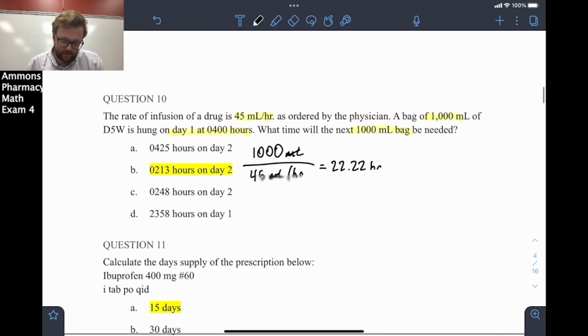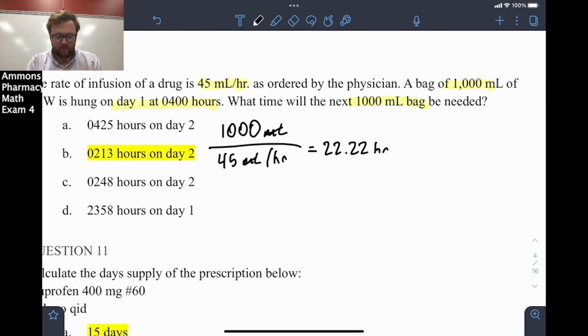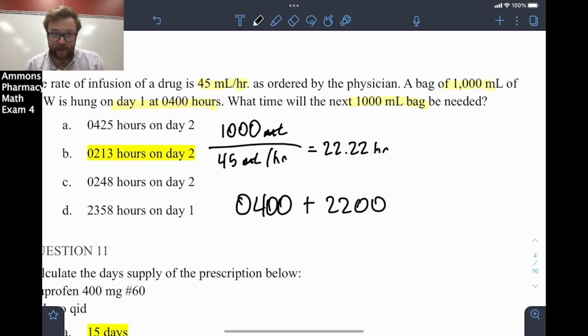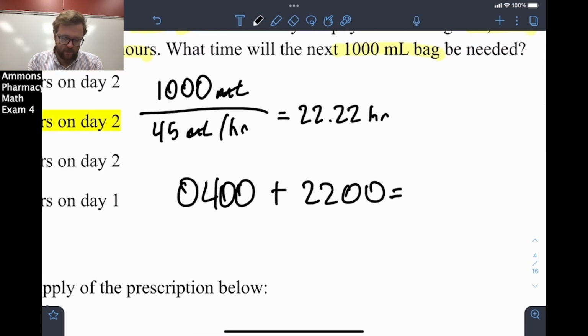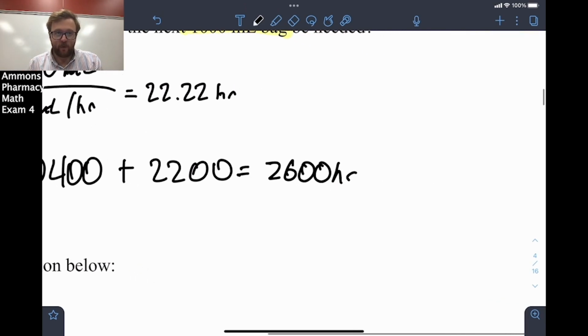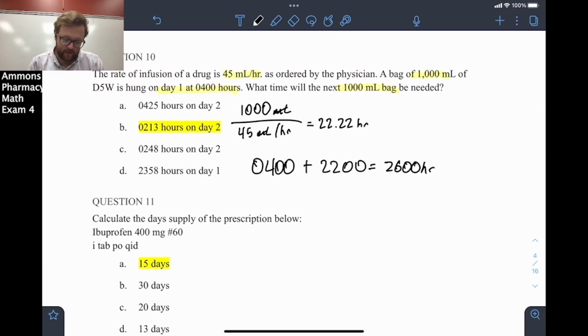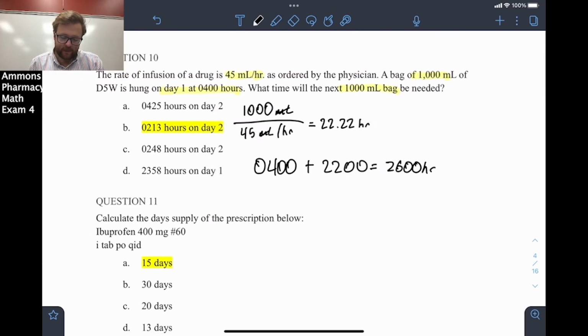So I know it's 22 hours. So 0400 plus 2200, because 22 hours is the same thing as 2200. I'm going to add those together. And I'll get 2600 hours. But you know, in military time, you only go to 24. So what that will mean is it's going past, it's going to 2 on the next day. So we start at 0400. It's going to go to 2 o'clock the next day. So 0200 the next day.